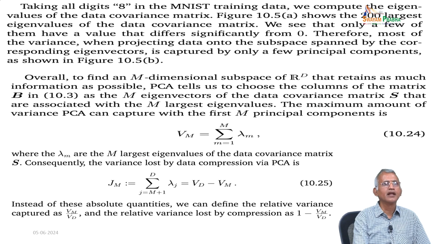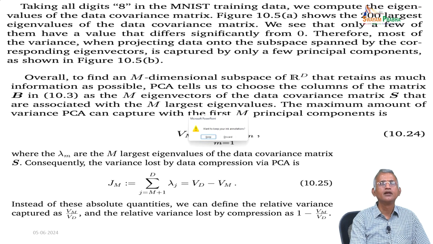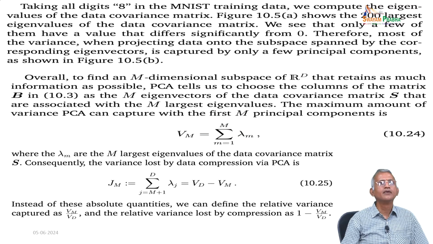So, taking all digit 8 in the MNIST training data, we compute the eigenvalues of the data covariance matrix. The figure 10.5a shows the 200 largest eigenvalues of the data covariance matrix. So, we see that only a few of them have values that differ significantly from 0. Therefore, most of the variance when projecting data onto the subspace spanned by the corresponding eigenvectors is captured by only a few principal components, as shown in the figure.